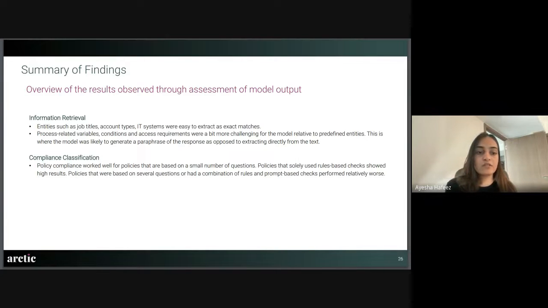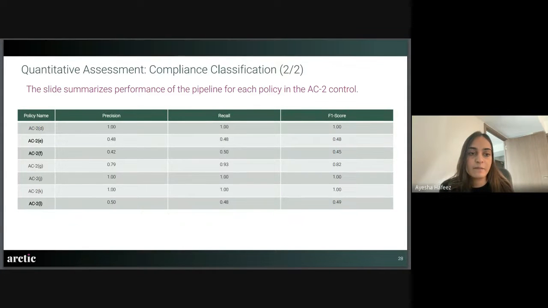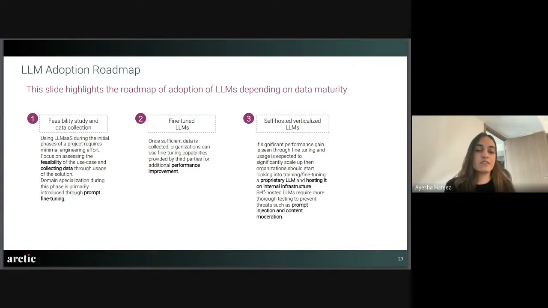For compliance classification, we noticed that it performed well when the policies were mapped to a limited set of questions and had rules-based checks, as opposed to ones that were mapped to several questions or had a combination of rules and prompt-based checks. The next slides have a quick summary of what that looked like for each policy, and they highlight which policies need to be improved. So I'm just quickly going to gloss over the next two slides. And then the final slide is on the roadmap.